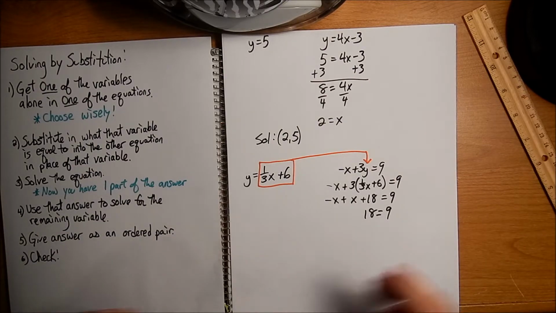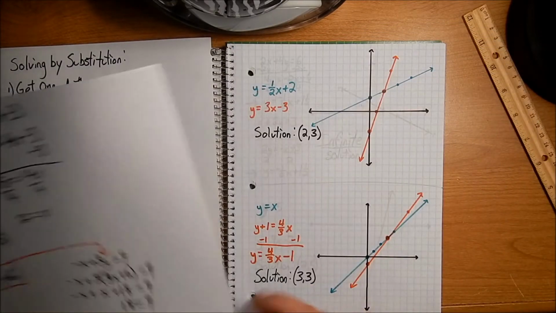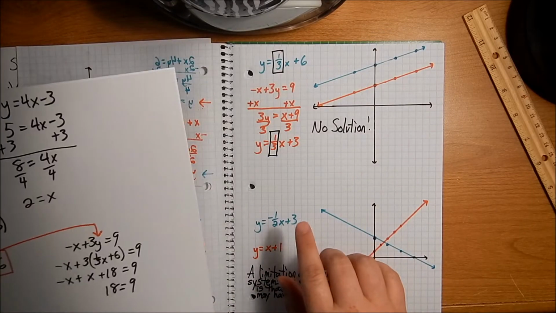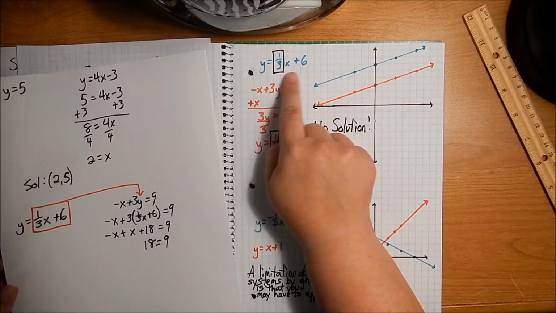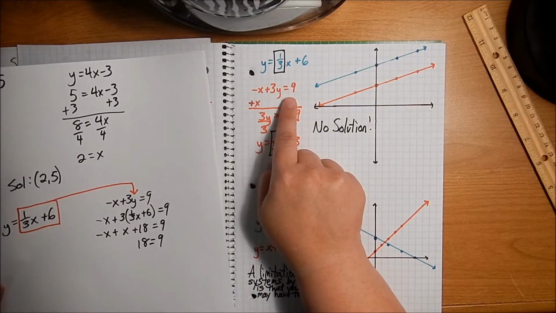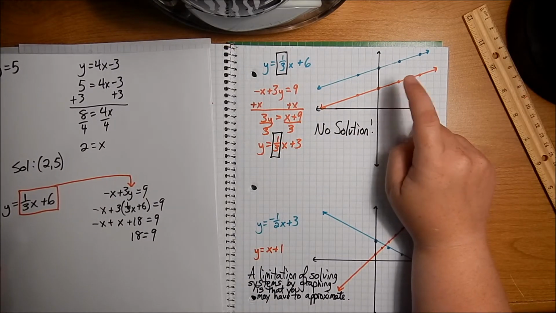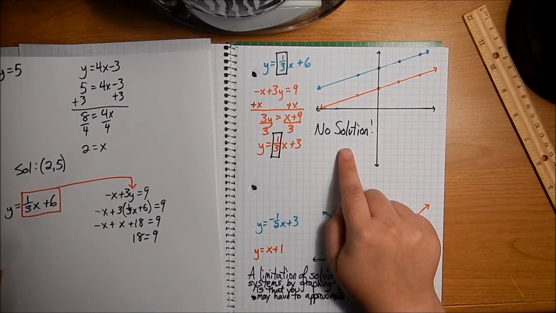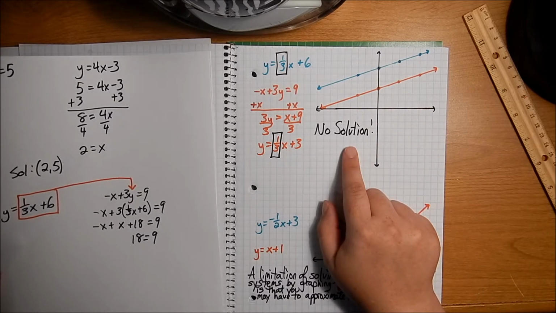Well, why don't we look back at the graph of this one? So that one was here: 1/3 x plus 6 and negative x plus 3y equals 9. Look at what they were. If you recall, they were parallel, which means we have no solution.